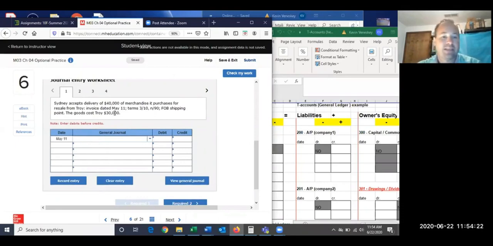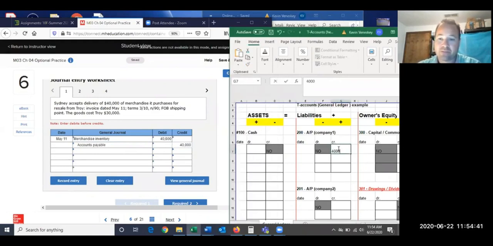So from Sydney's perspective, that's who we're doing this first, we got $40,000 of inventory, and we credited our accounts payable to Troy for $40,000. That's pretty simple. So we had $40,000, and this was on May 11th. And we had terms of 3/10.